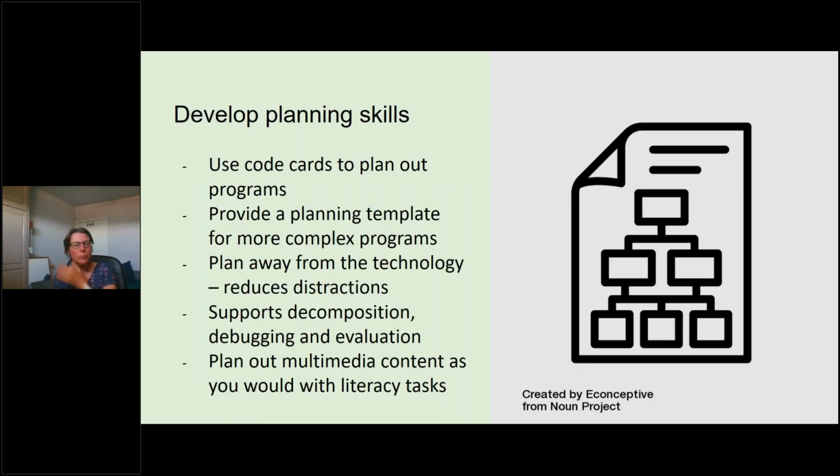So two more things to cover. Planning, and this is something that traditionally we've done really badly in computing. We go straight in and program a game or make an animation and the children don't do the planning, and actually it's really important that they do the planning stages. So use things like code cards to plan out programs, and I'll show you examples in a moment, and provide them with a planning template for complex programs. This gives them time away from the technology to think about the algorithm and the program without the distraction of the technology.